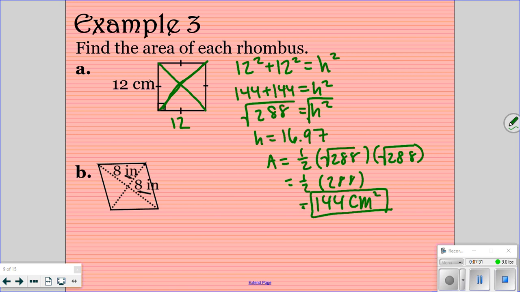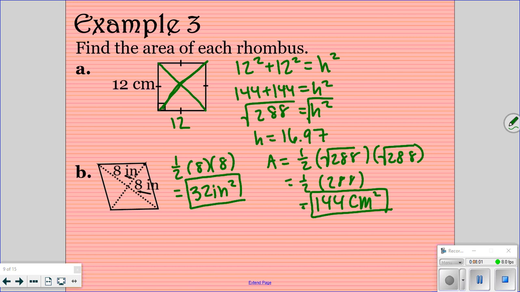If you notice, this is actually a square, and 12 times 12 is just 144. So you didn't have to use the formula to find the area of that figure, but that's how you can use it. For this one, your diagonals are both 8, so 1/2 times 8 times 8. 8 times 8 is 64. Half of 64 is going to be 32 inches squared. So that would be your answer for that one.